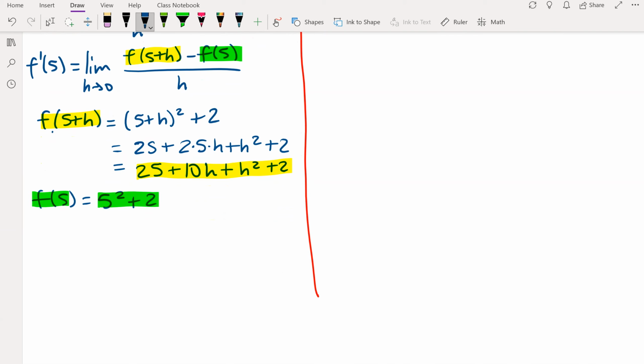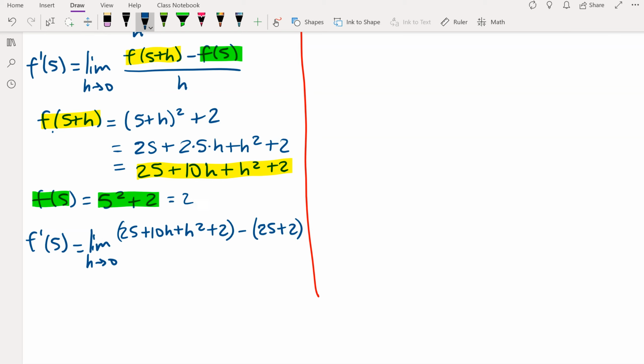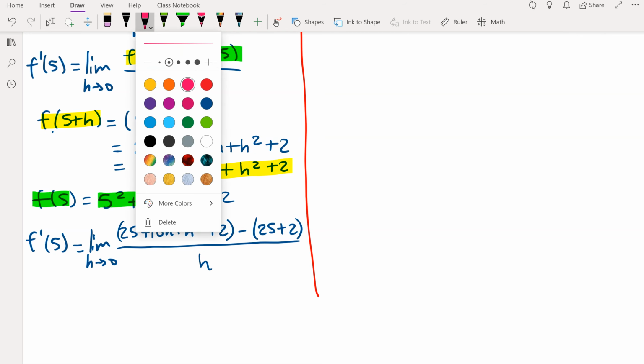So let's go ahead and plug those into our limit. f prime of 5 equals the limit as h approaches 0 of the yellow, 25 plus 10h plus h squared plus 2, and then we have minus 25, because 5 squared is 25, plus 2. You could say that equals 25 plus 2, but I don't want to simplify it all the way yet. You'll see why. Over h. All right, sweet. This is why I didn't want to simplify all the way. Things should cancel when you do this.